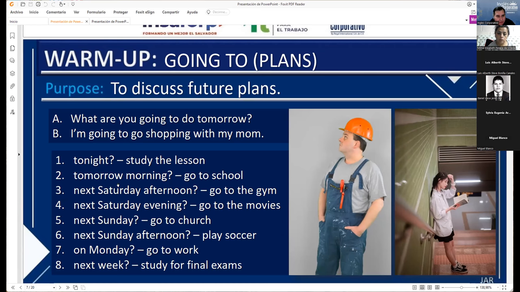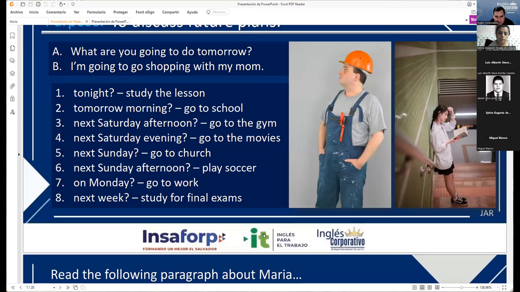Okay, and then you're going to ask, what are you going to do tonight? I'm going to study the lesson. What are you going to do tomorrow morning? I'm going to go to school. Then we have next Saturday afternoon, go to the gym. Next Saturday evening, go to the movies. Next Sunday, go to church. Next Sunday afternoon, play soccer. On Monday, go to work. Next week, study for final exams.